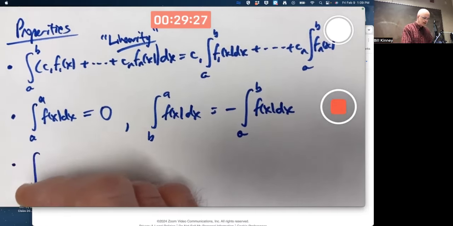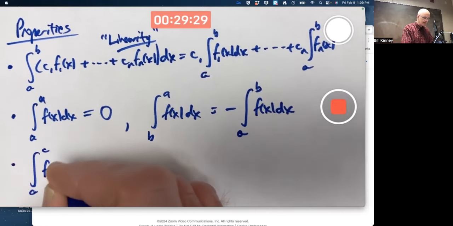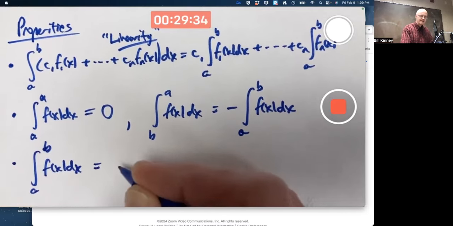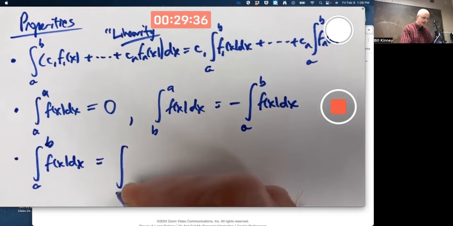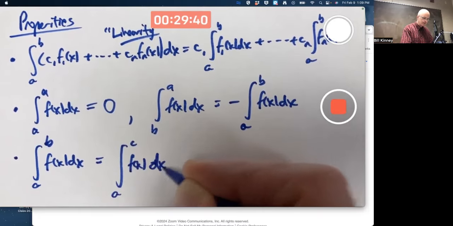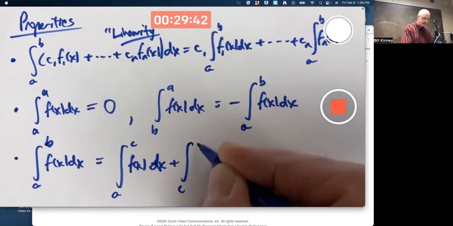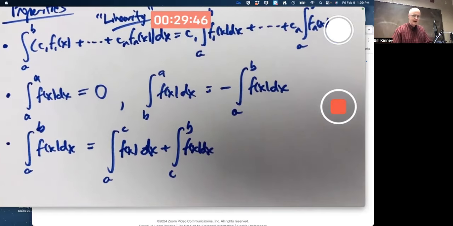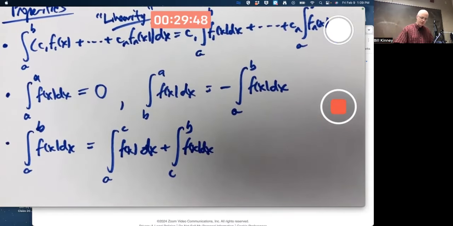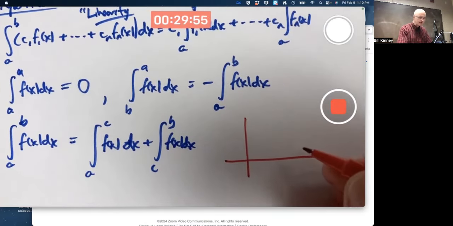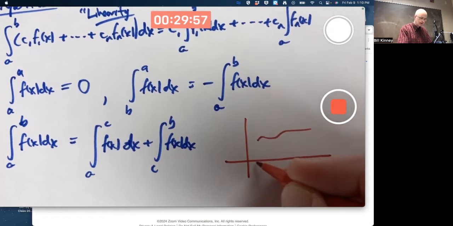Next property is that the integral of a function from a to b can be broken up into the sum of two integrals, integral from a to c plus the integral from c to b. This is not a definition. This is a theorem. This takes proof. But we're not going to prove it. But we should make sure it makes sense to us with a picture.